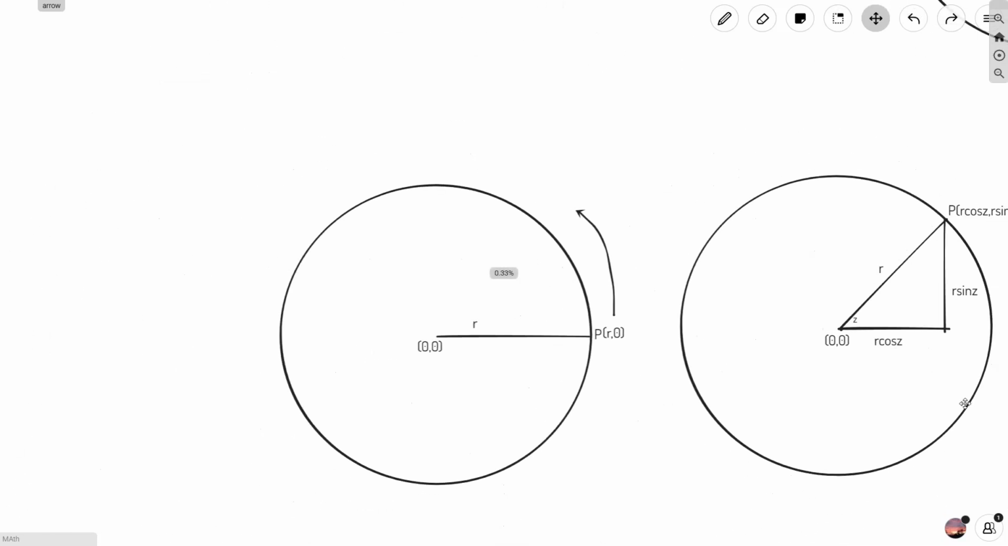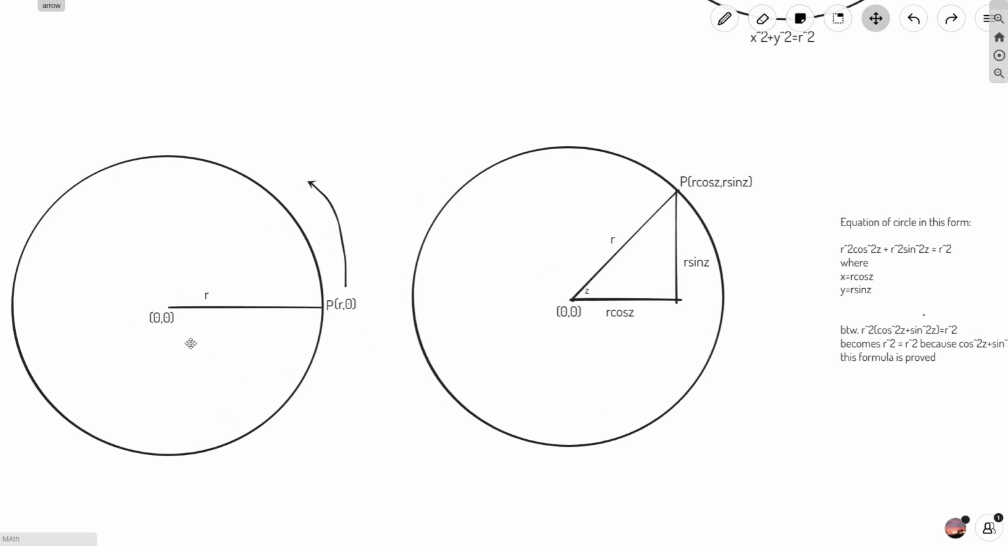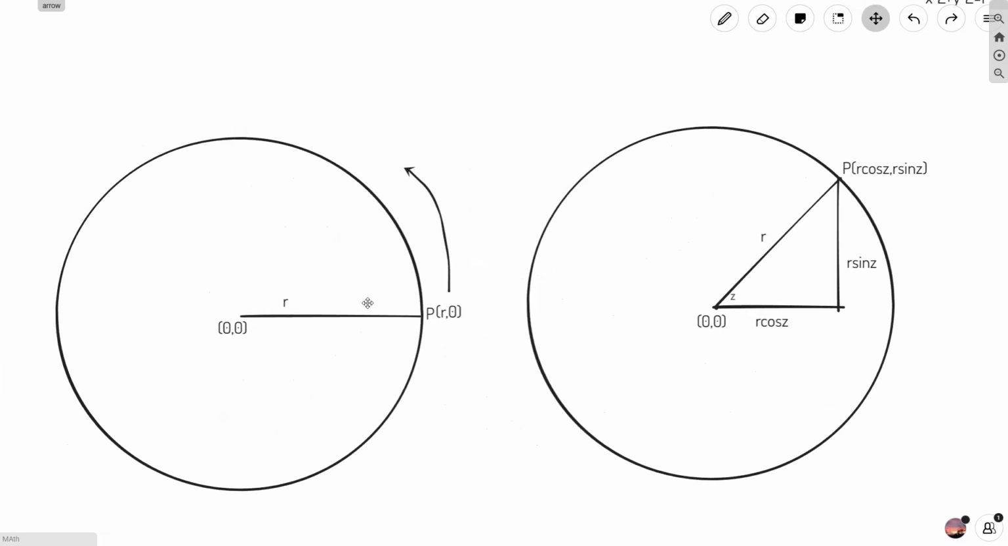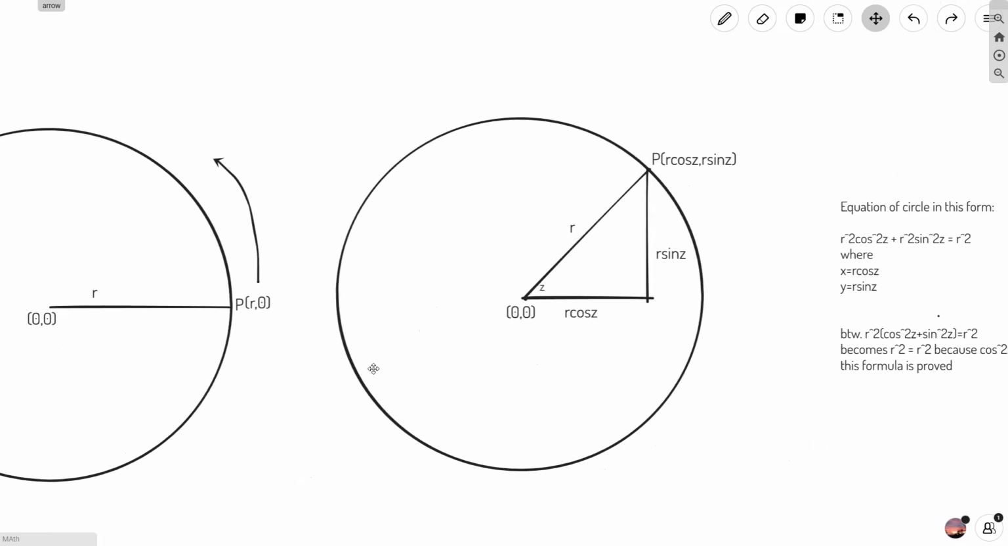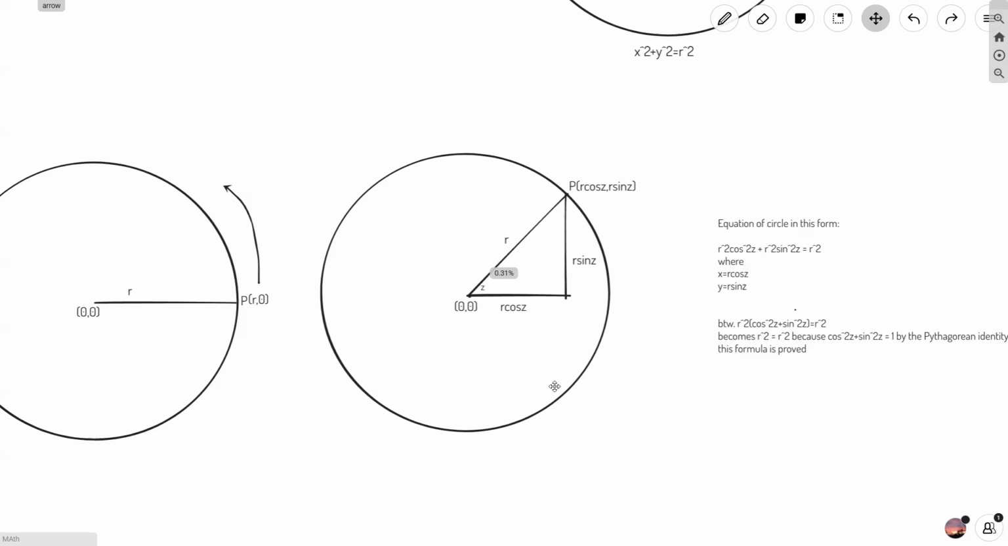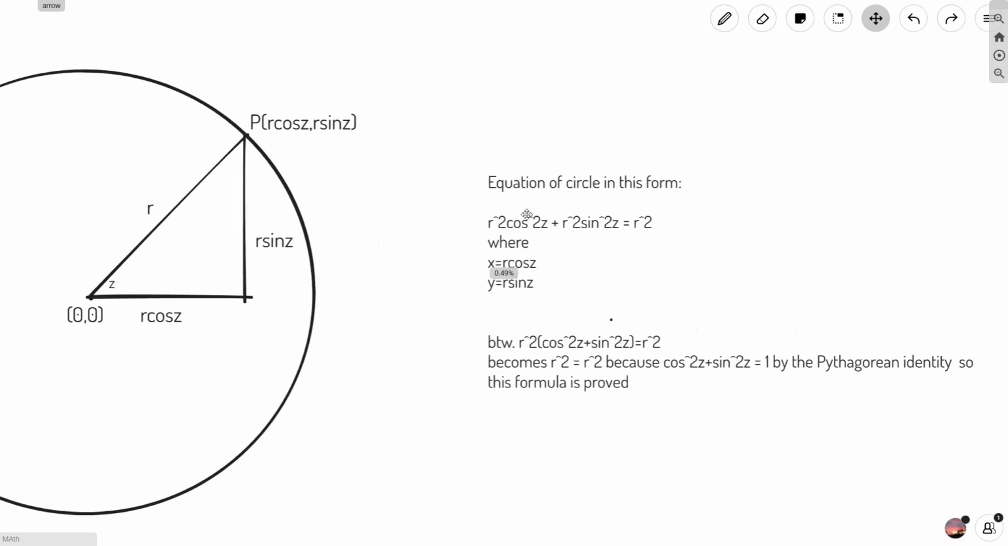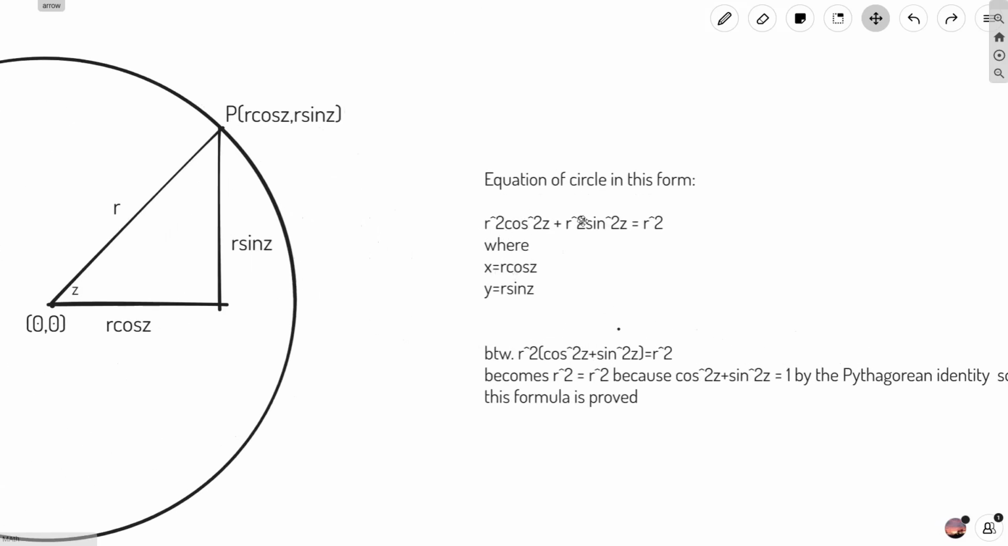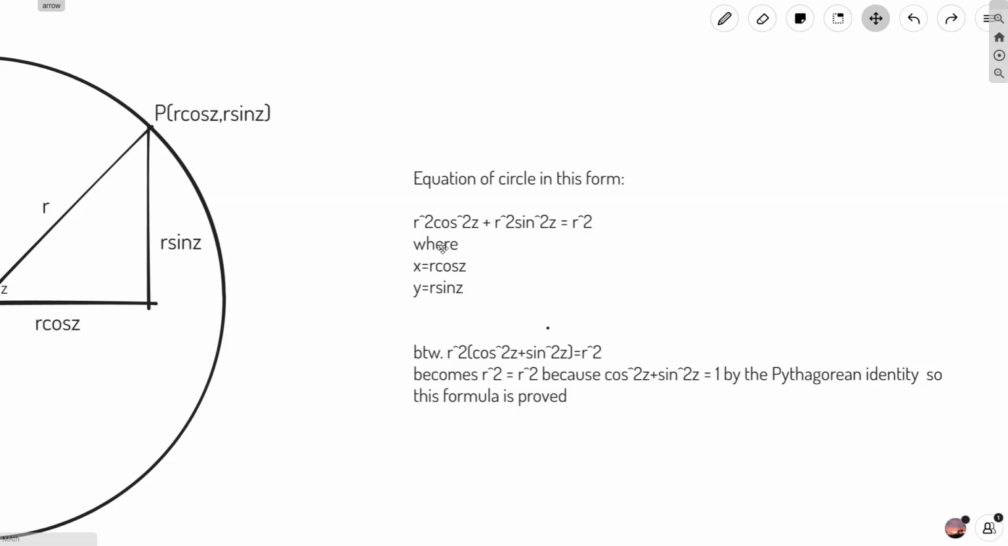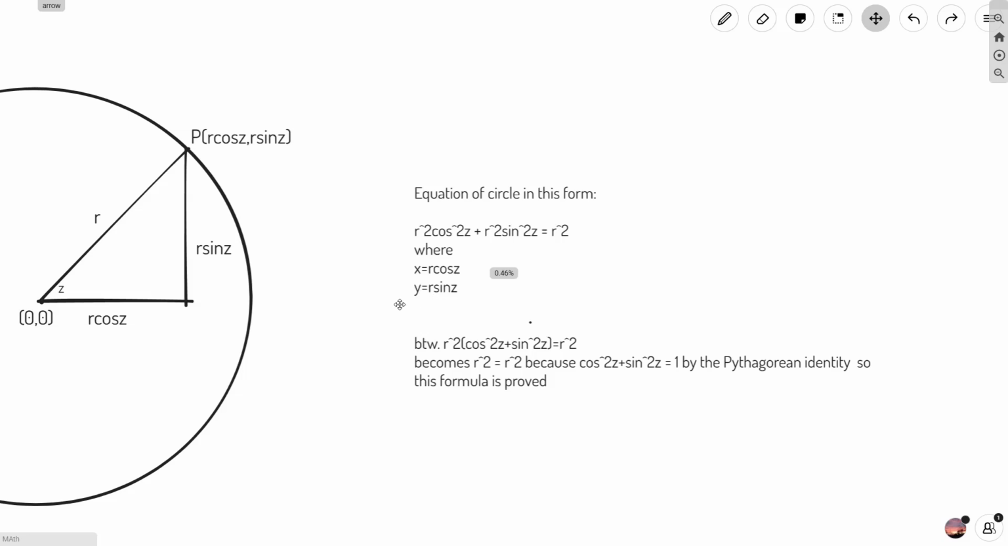Let's say we have a point (r, 0), and it rotates an angle of z radians around the center. Okay. So again, we have the x component as r cosine z and the y component as r sine z, and the coordinates of P can be expressed as (r cosine z, r sine z). Now the equation of the circle can be formed as r squared cosine squared z plus r squared sine squared z equals r squared, where x will equal r cosine z and y will equal r sine z.